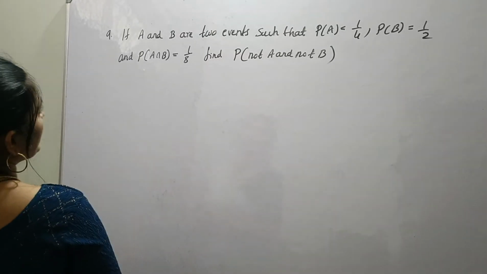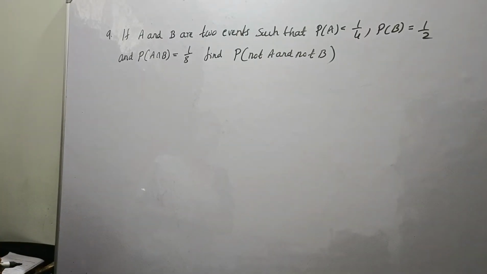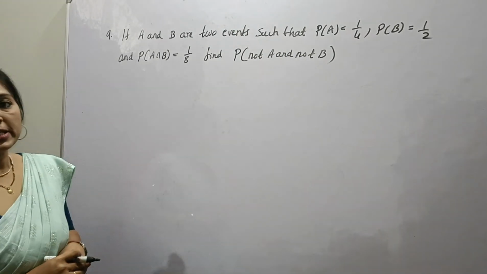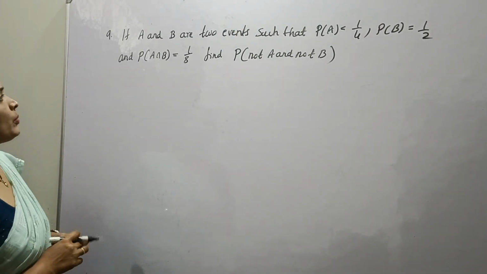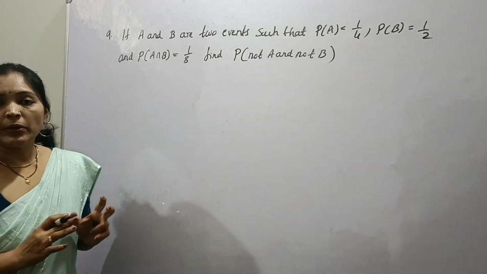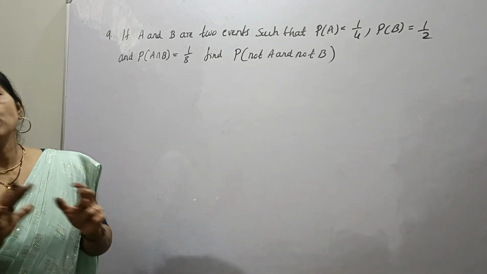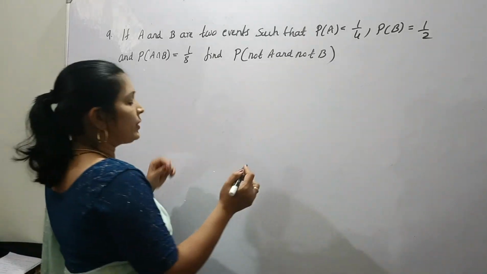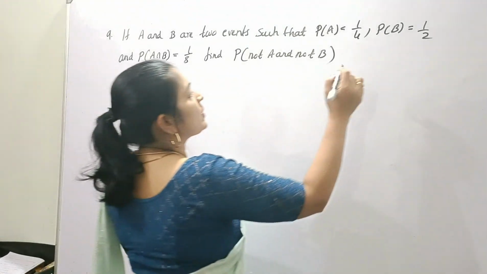If A and B are two events such that probability of A is equal to 1 by 4, probability of B is equal to 1 by 2 and probability of A intersection B is equal to 1 by 8, find probability of not A and not B. See how to write not A and not B?